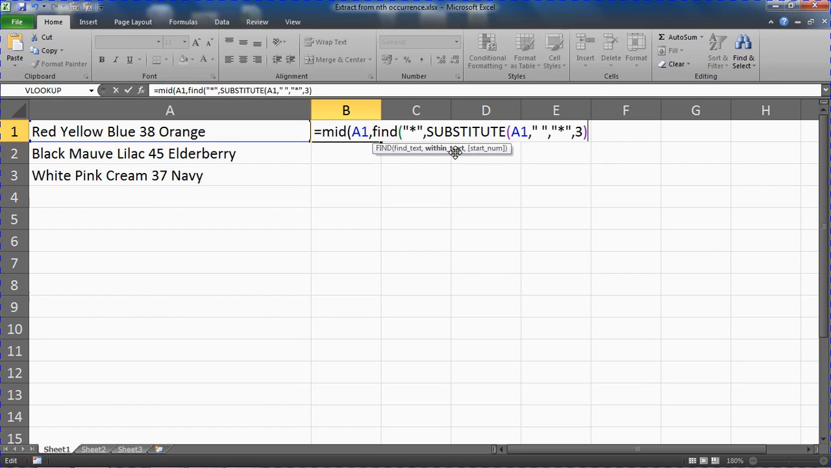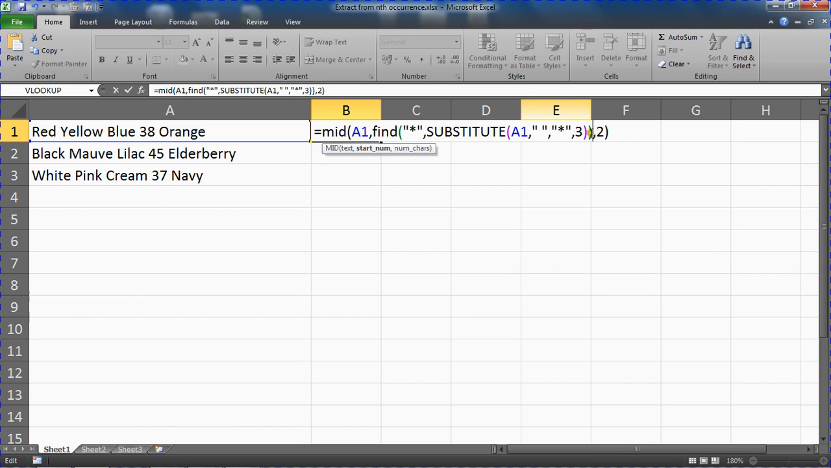Closing bracket on SUBSTITUTE takes us back to FIND. FIND wants to know where to start looking from. We don't need to tell it that, because it's going to start from the beginning. So we close that off. Back to the MID function, comma. How many characters? Two. We know in this example it is two characters long. Close the bracket. Now, at the moment, the way I've constructed this function, it is returning the two characters from the space. Now, I do not want the space. I want the two numbers. So really, we're looking for the position that occurs one after the space. So, just after that FIND function.